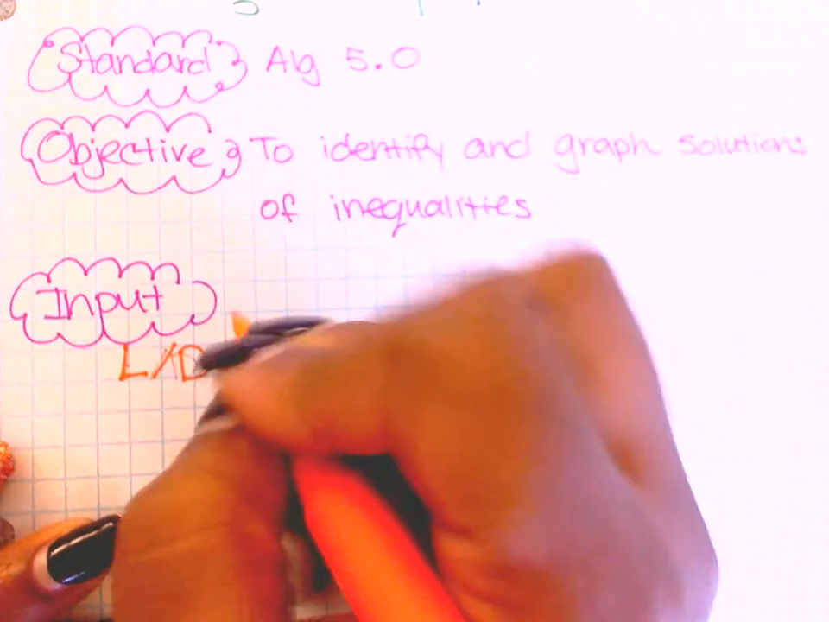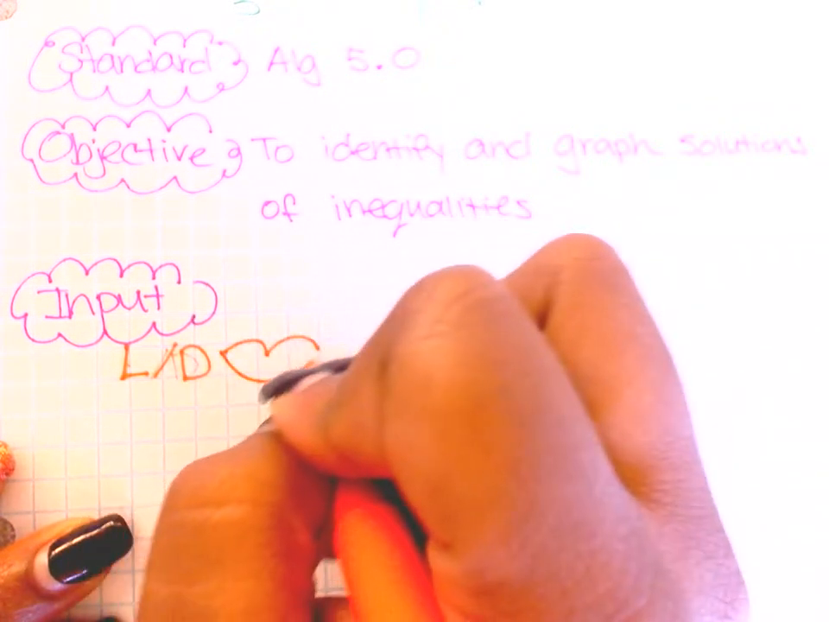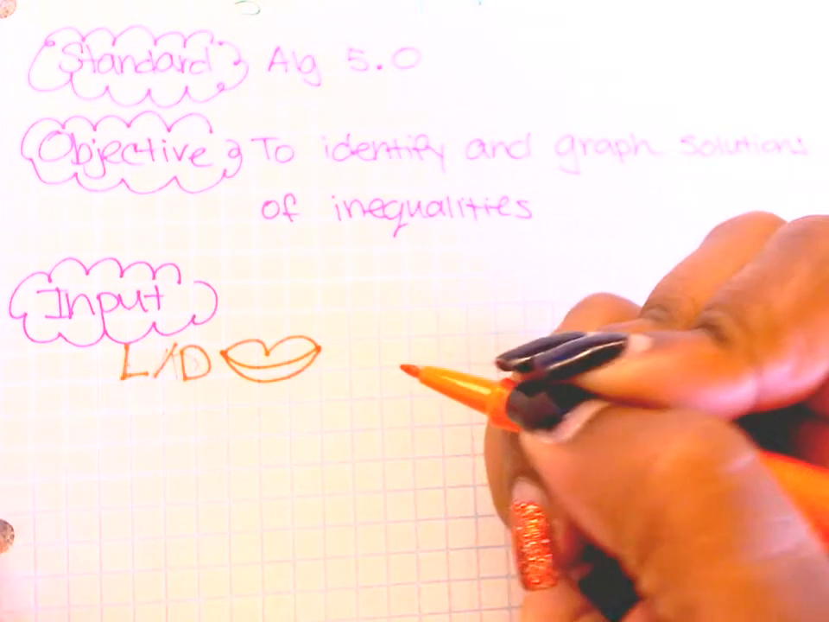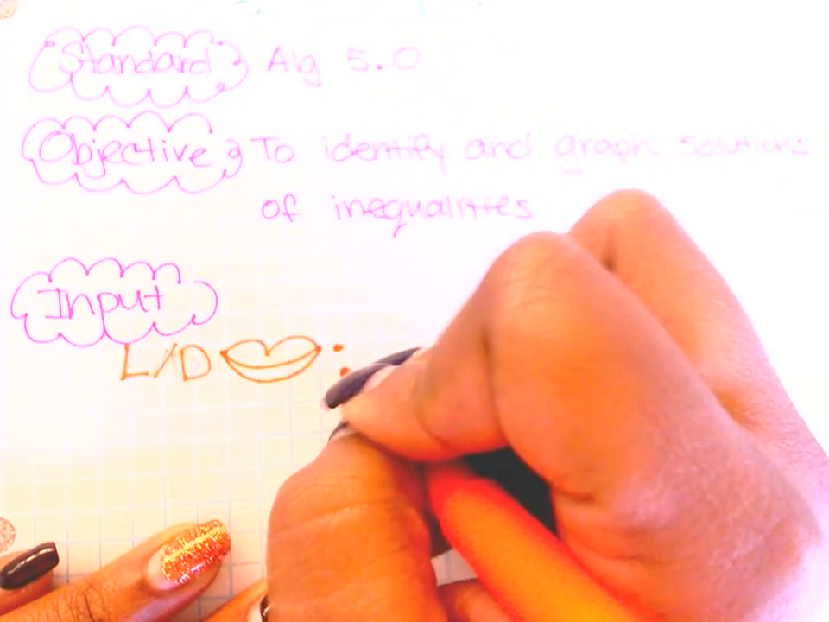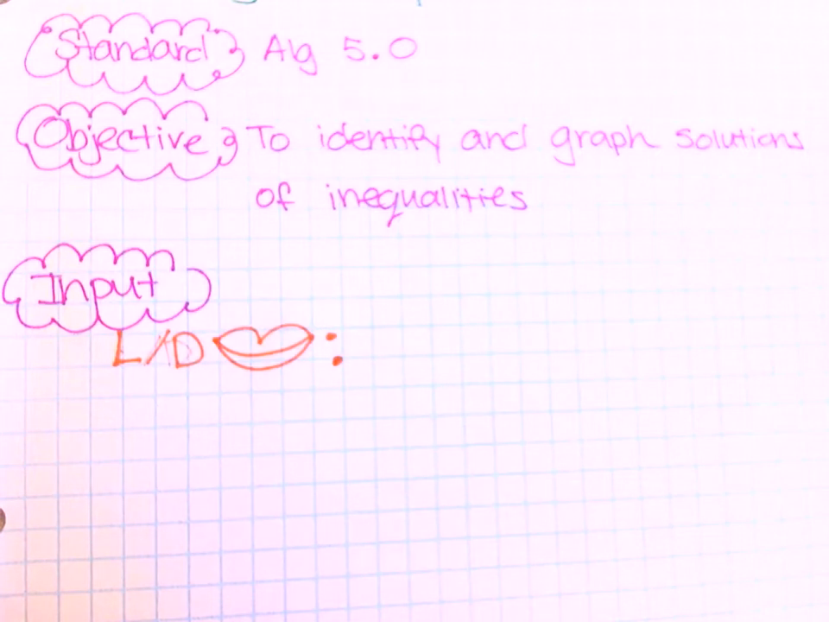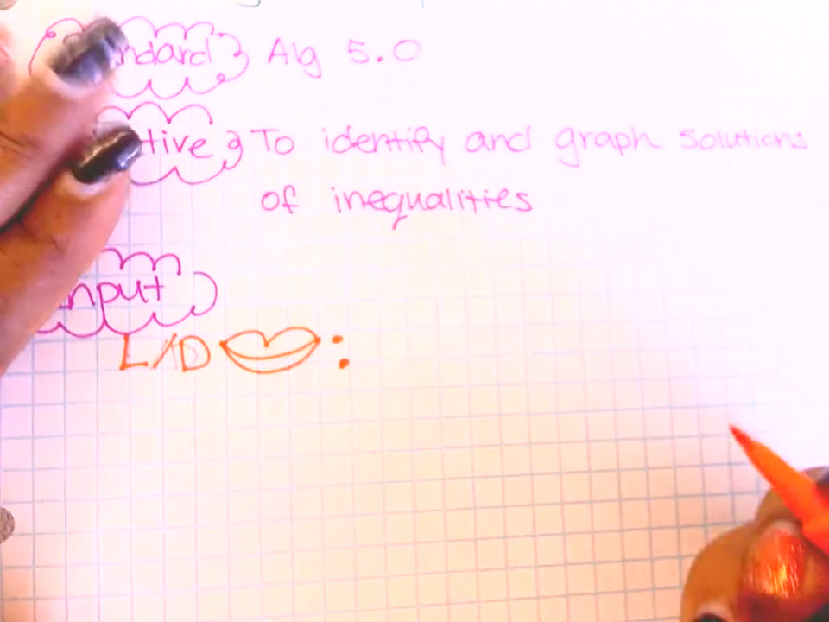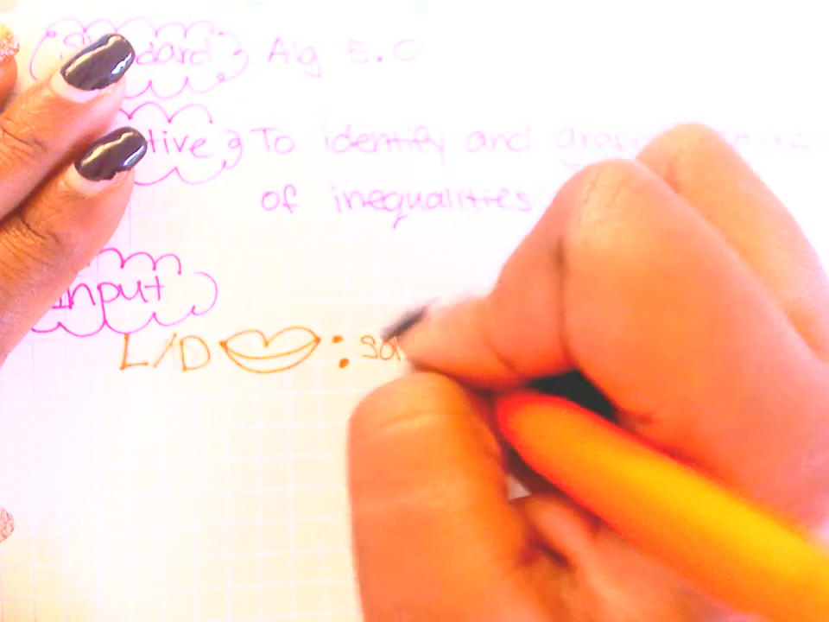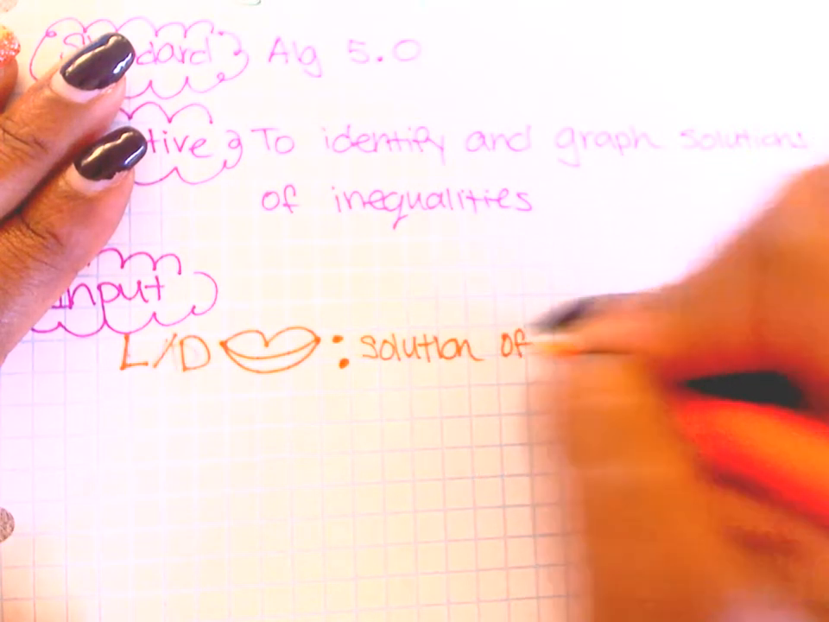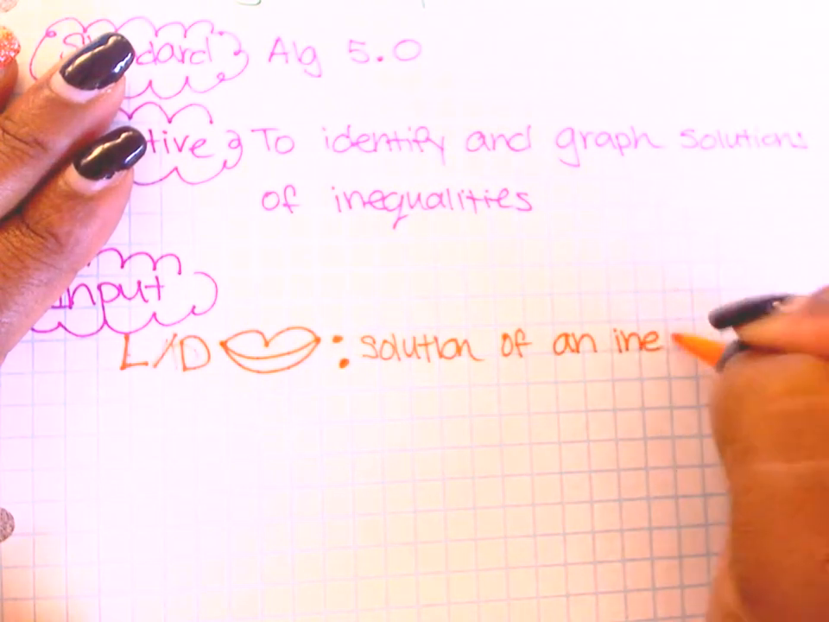Awesome. Okay, learning the discipline. Draw your gig icon. Draw your lips. These are the vocab that we need to know. And there's only one, and it's called solution of an inequality.